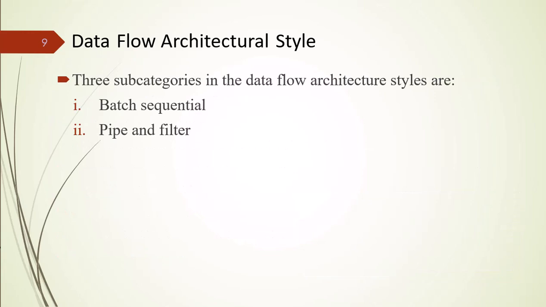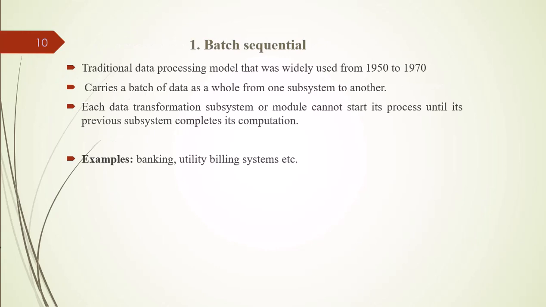There are three subcategories, but here I will discuss in more detail the two basic data flow architecture styles which are normally followed. One is batch sequential and the other is the pipe and filter architecture style. Batch sequential is a traditional data processing model that was widely used in the era of 1950 to 1970. It is not followed much today because of certain disadvantages which I will discuss with you in this lecture.